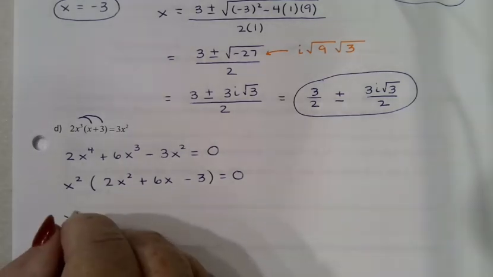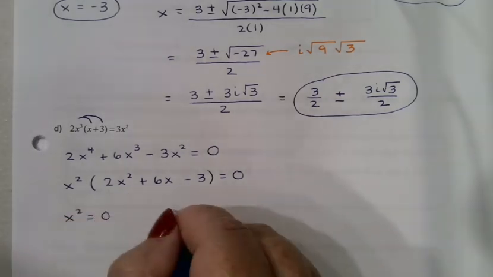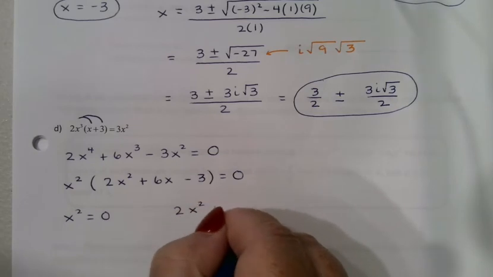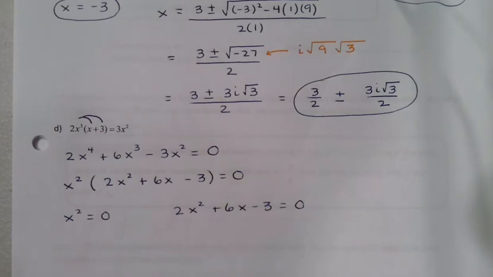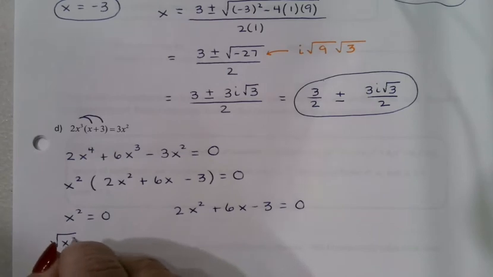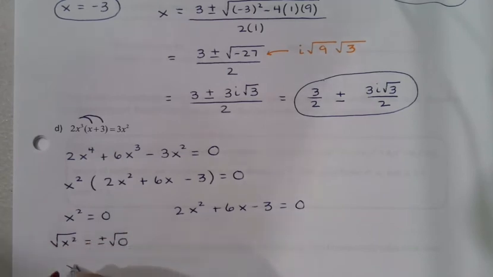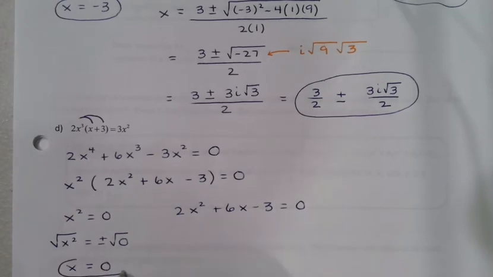So x squared equals 0, or 2x squared plus 6x minus 3 equals 0. Here I could just use the square root method. But since the square root of 0 is 0, and positive or negative 0 is still 0, I'm going to get x equals 0.